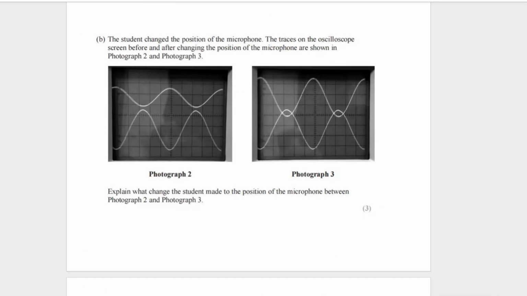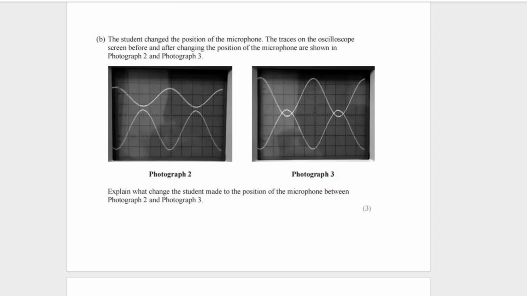Question B from the same question. The student changes the position of the microphone. The traces on the oscilloscope screen before and after changing the positions of the microphone are shown in photograph 2 and photograph 3. So these are the photographs. You could see some changes in the amplitude, right? Explain what change the student made to the position of the microphone between photograph 2 and photograph 3.